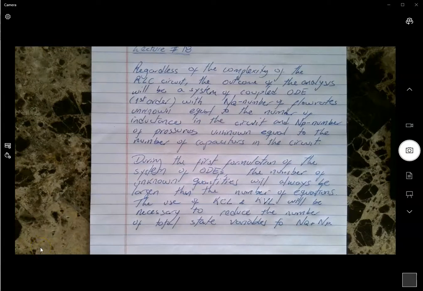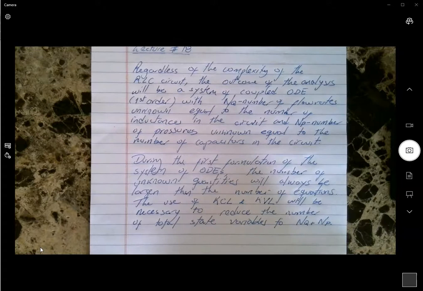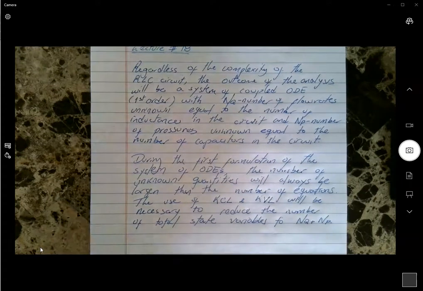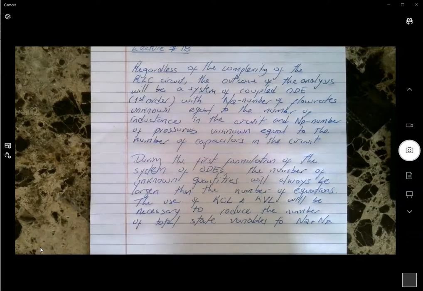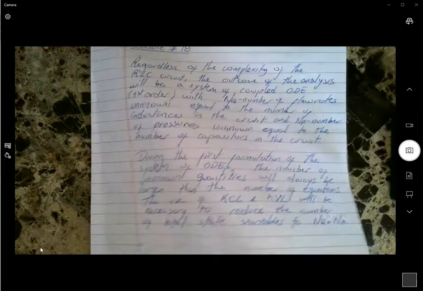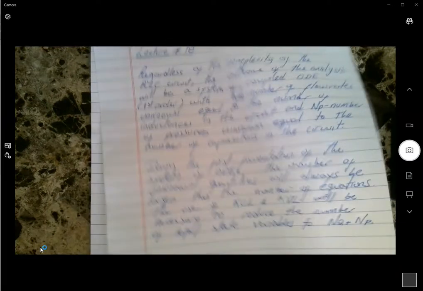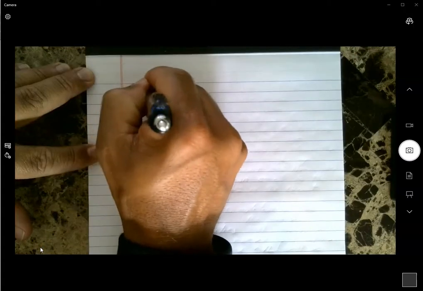All right, so let's try this in a system that has three compartments. The one that we looked at last lecture had only two compartments. Let's look at one with three compartments and see if we can make sense of this methodology. So let's say that we have the following circuit.